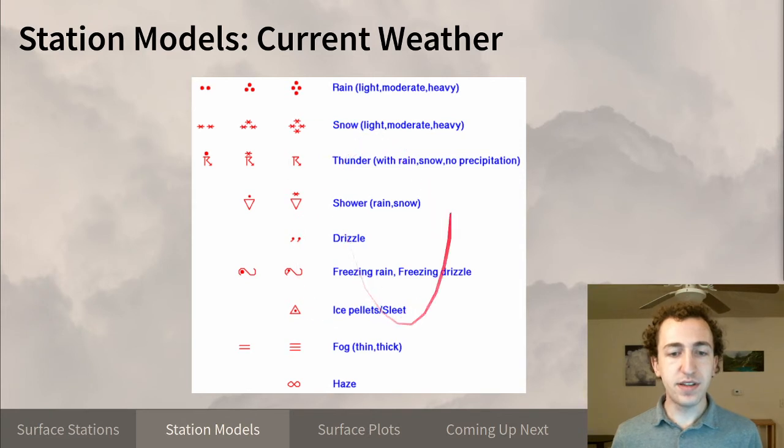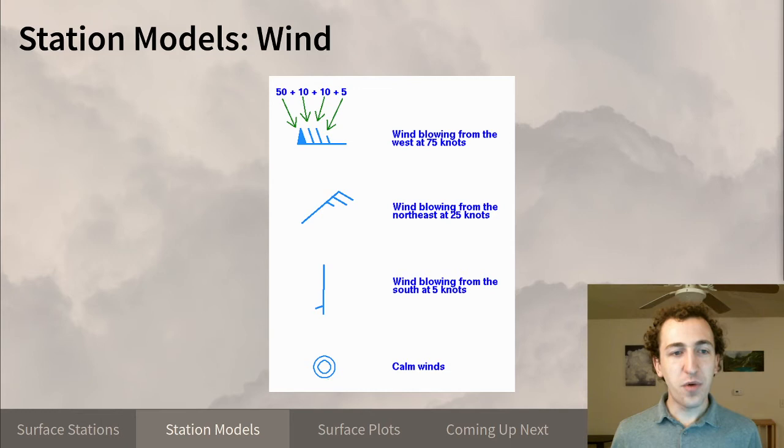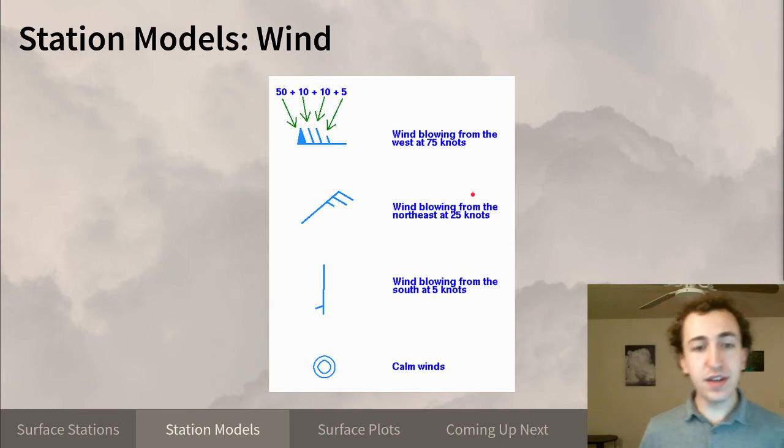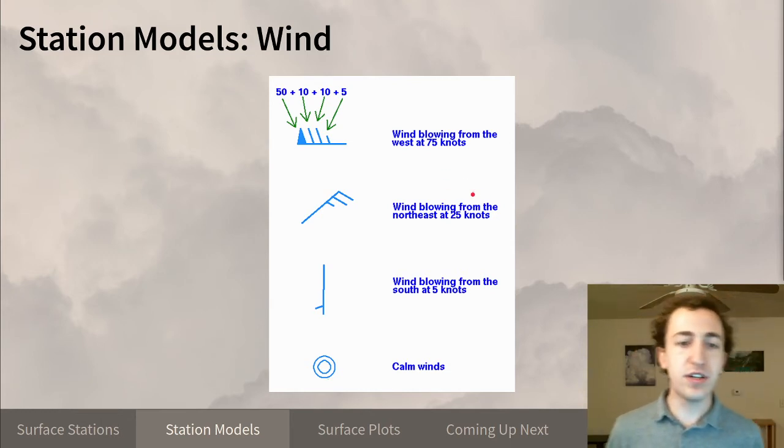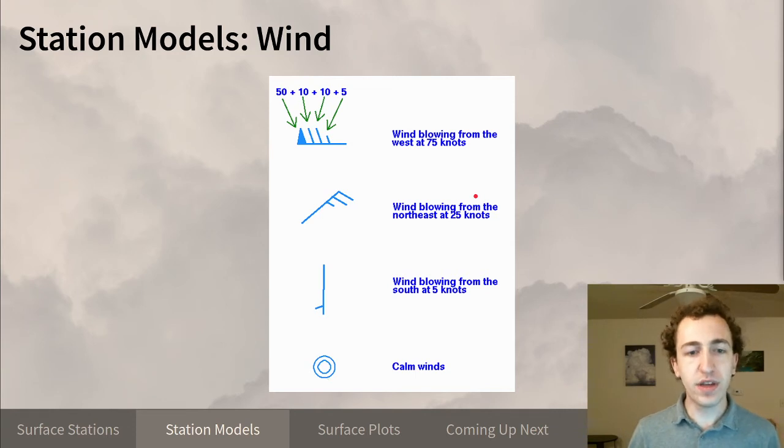But again, this is a good table to just have as a reference. Don't have to memorize these. When it comes to wind, this is probably a good thing just to know this interpretation because it helps in reading these plots more quickly.